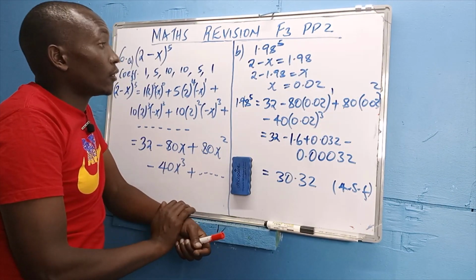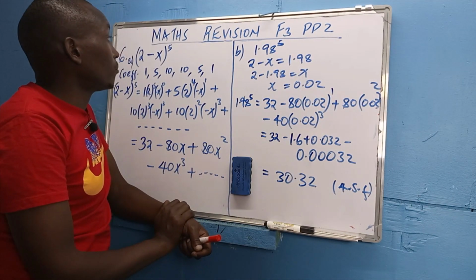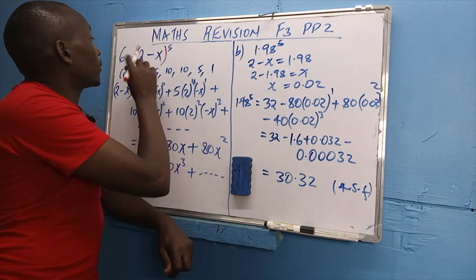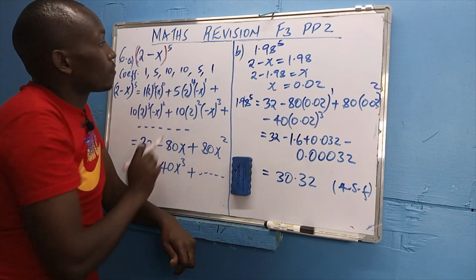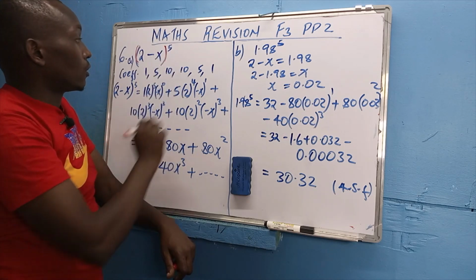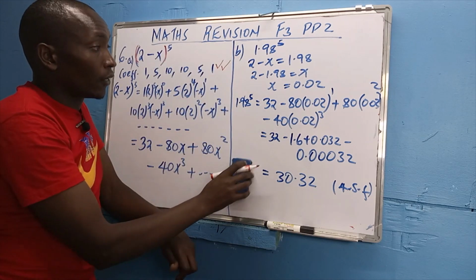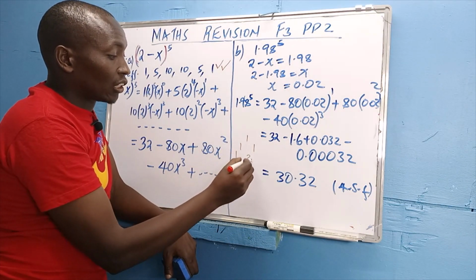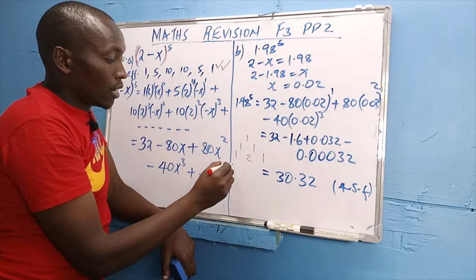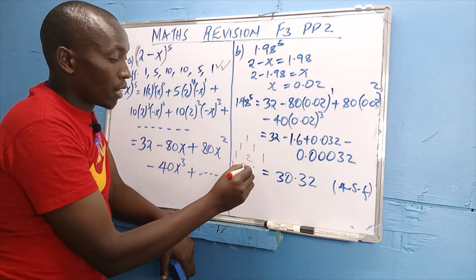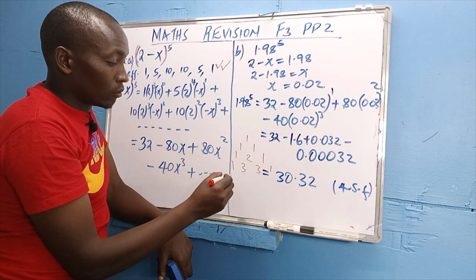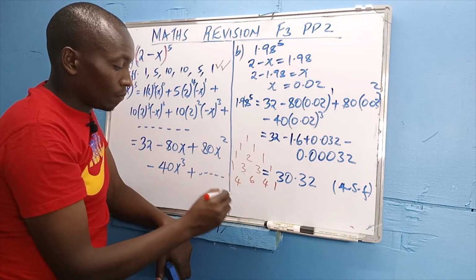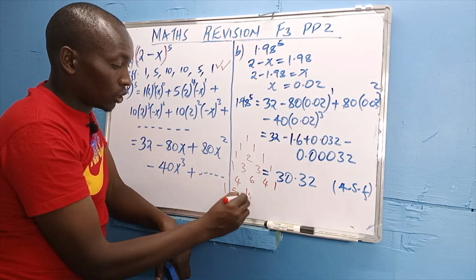Number 6, this one is a question on binomial expansion. You're supposed to start by expanding 2 minus x raised to power 5. Good. The coefficients, I don't know if you use Pascal's triangle just to generate this one, then the coefficients to the power of 3 are 1, 3, 3, 1, then 4, 6, 4, 1, then finally this will be 5, 10, 10.